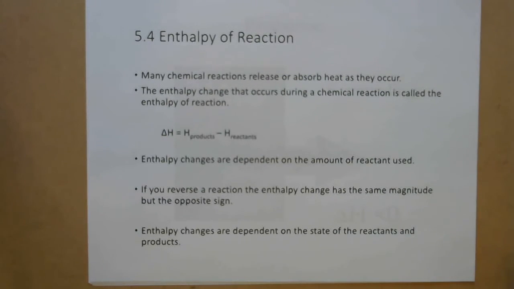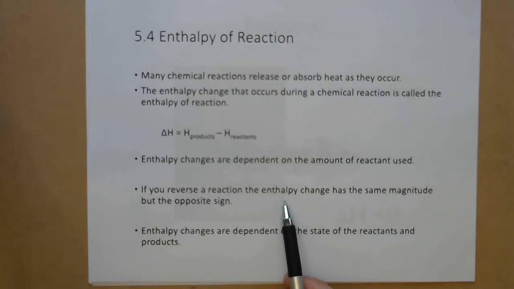If you let just 1/10 of a gram of the candle burn, you'll release some heat. If you let 100 grams of the candle burn, you're going to release a lot more heat. So just like any kind of chemical reaction, the amount of product you produce depends on how much reactant you use, just like we learned in stoichiometry a couple chapters ago.